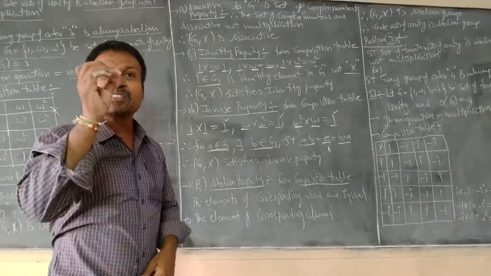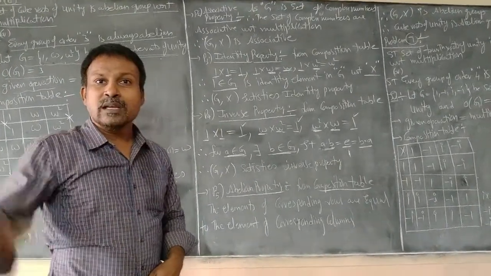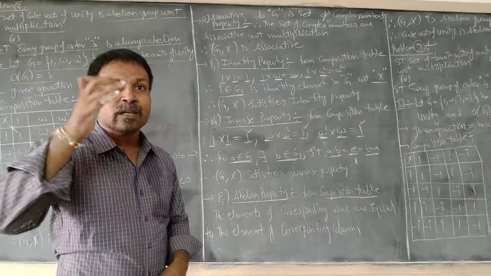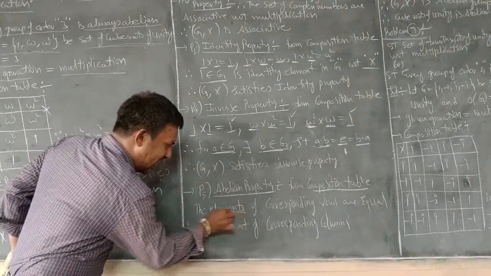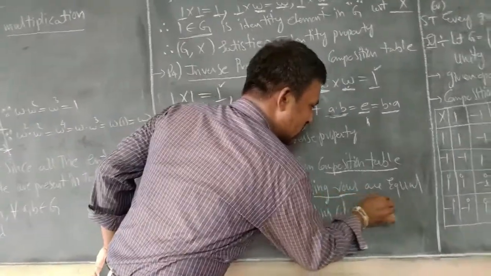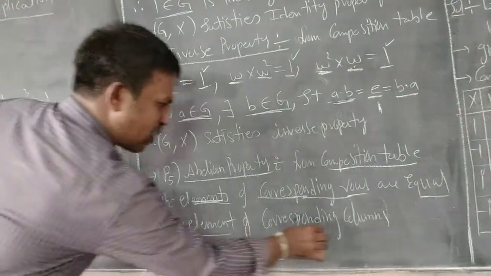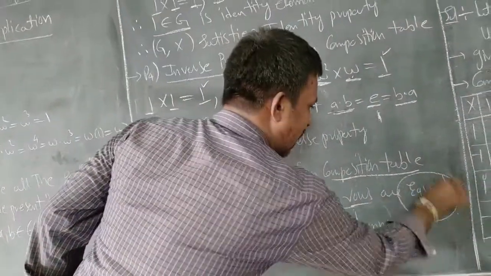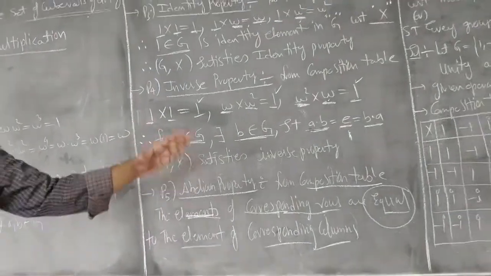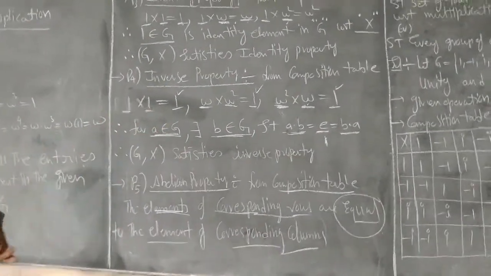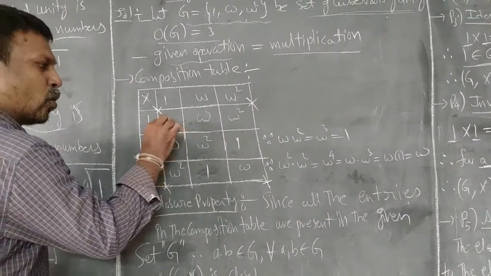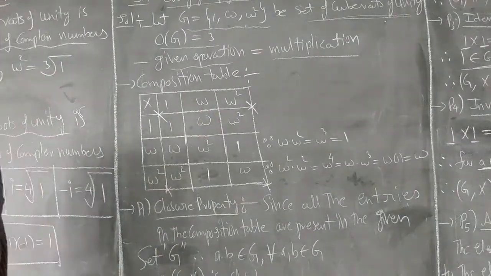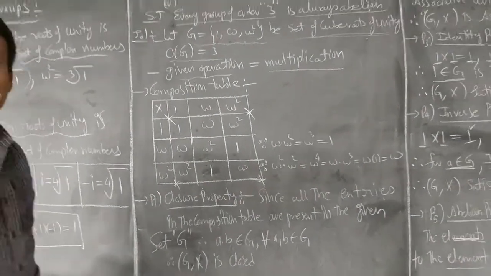There is a specific statement which is to be given while proving the given set G as an abelian group using the composition table. Right. In this composition table, the elements of corresponding rows are equal to the elements of corresponding columns. What does this statement mean? If I enter into this composition table, what are the entries in the first row? 1, omega, omega square, right? Okay, the elements in the first row are 1, omega, omega square.